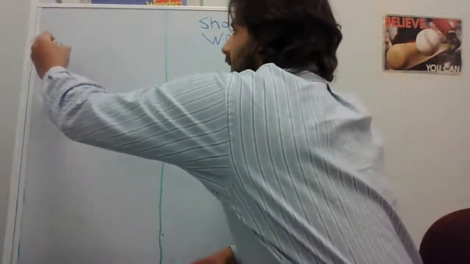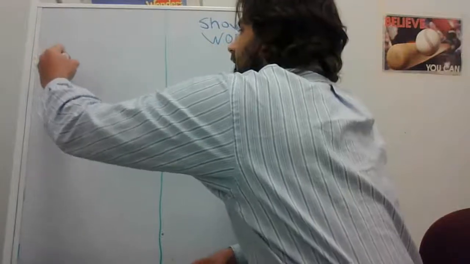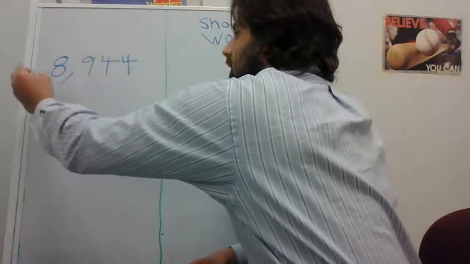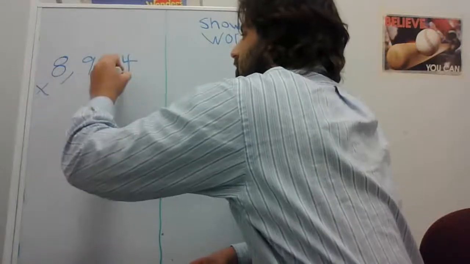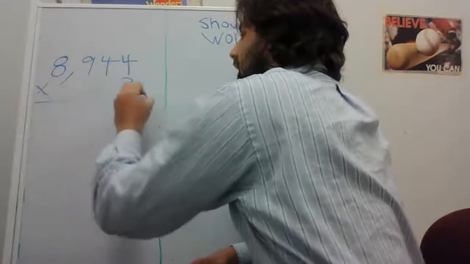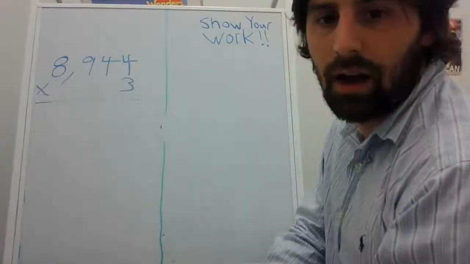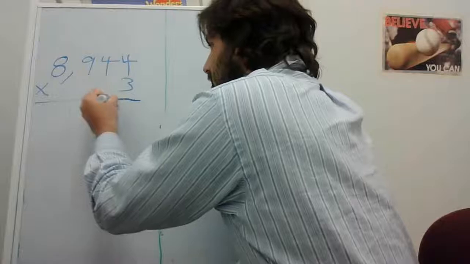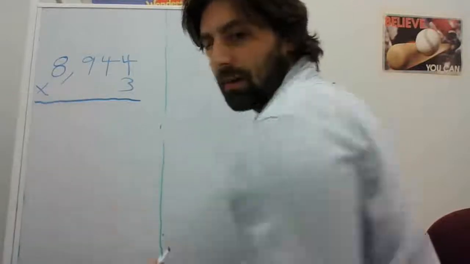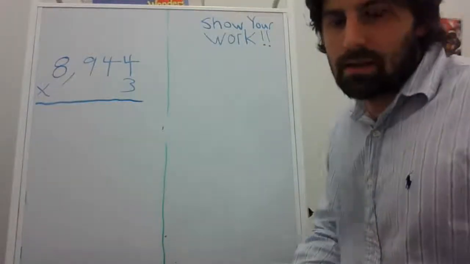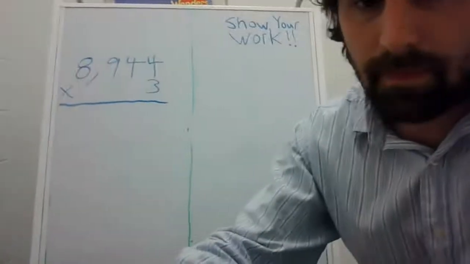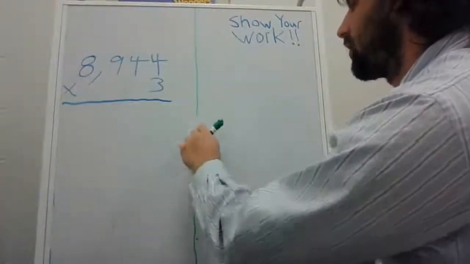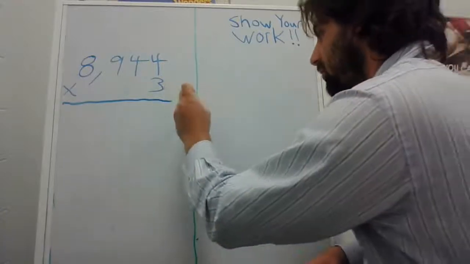All right, so 8,944 times 3. That'll be our next problem. All right, again, so we are going to start off, make this a little darker so you can see it. And I'm going to just draw a line to distinguish the show your work area.